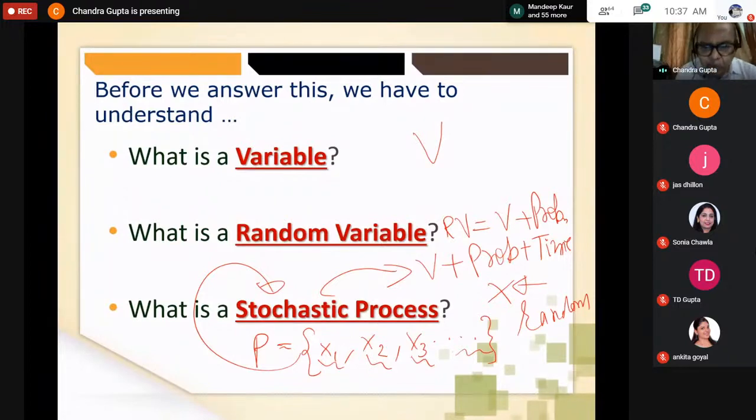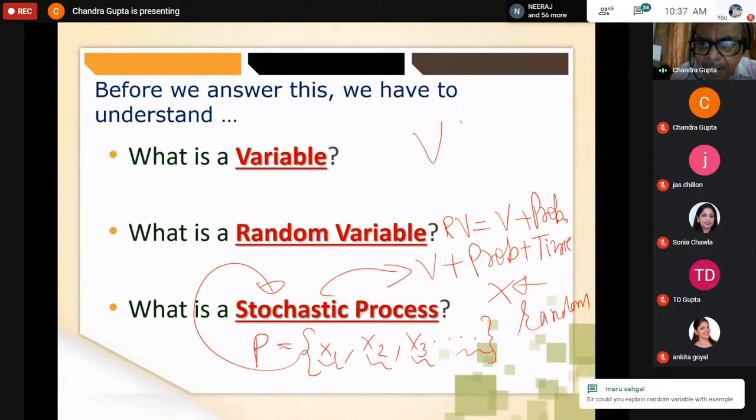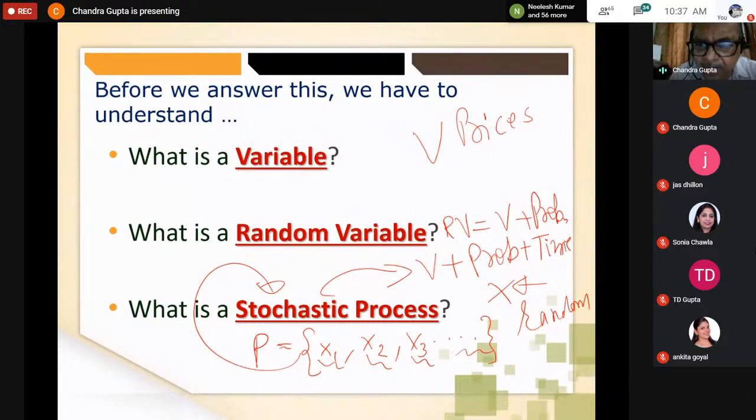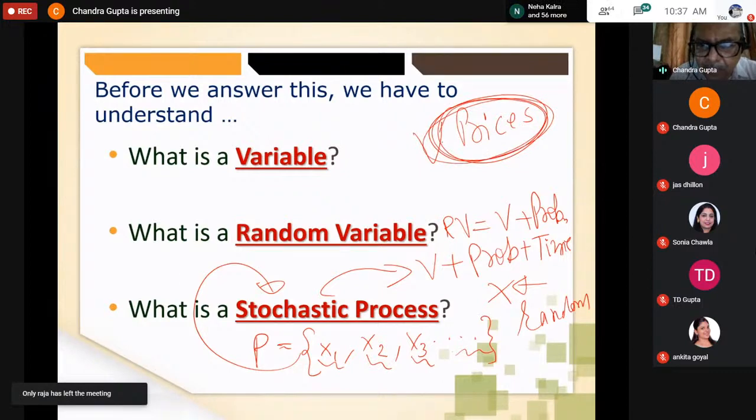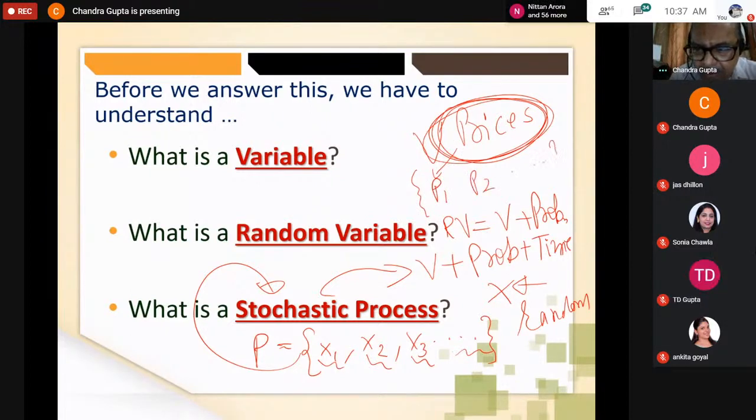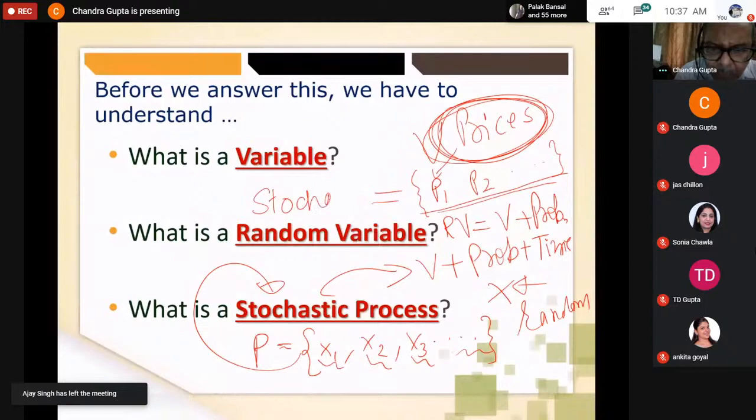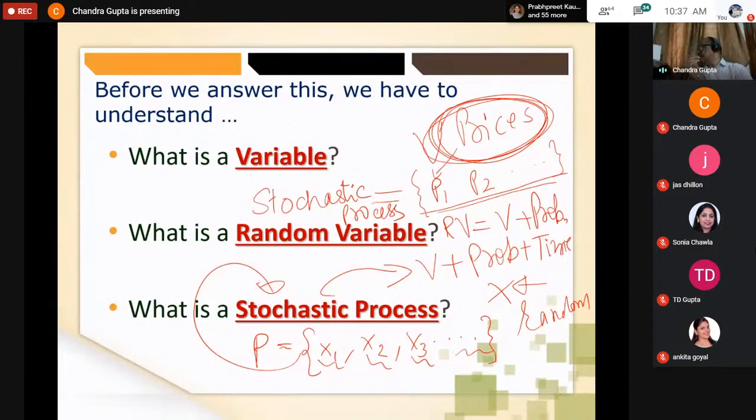Manu Pratap is asking me to repeat. I say a stochastic process is one where we observe a random variable over a period of time. That's how we understand the stochastic process. Please understand that. If you have a random variable, say prices of a share, prices are behaving randomly. So if you observe prices, price in period 1, price in period 2, then the set of these prices will be called a stochastic process. That's how we understand the stochastic process.